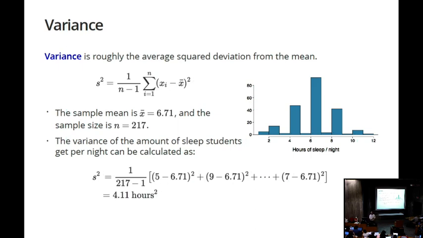That's the formula. It is not a nice formula. If you ever have to compute it for more than 4 points, stop. Get your laptop, load up R, let R do it for you. I don't compute variances by hand. I don't know why you would.